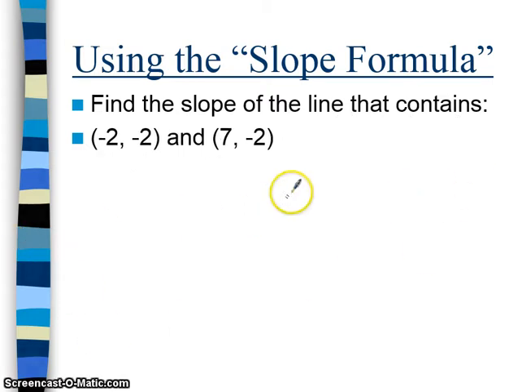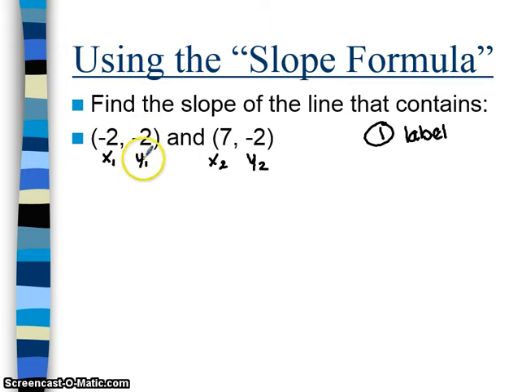Let's look at another example. So remember, step 1 is going to be that we're going to label our points. So we have 2 points here. We're going to label them x1, y1, and x2, y2. And all that means is this is our first ordered pair, and this is the first x value and the first y value. This is our second ordered pair, and this is our second x value and our second y value. Now our second step is going to be to substitute.